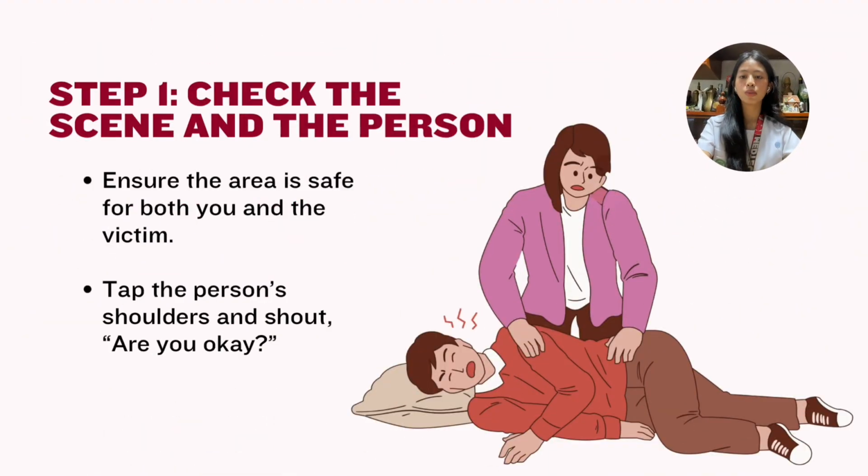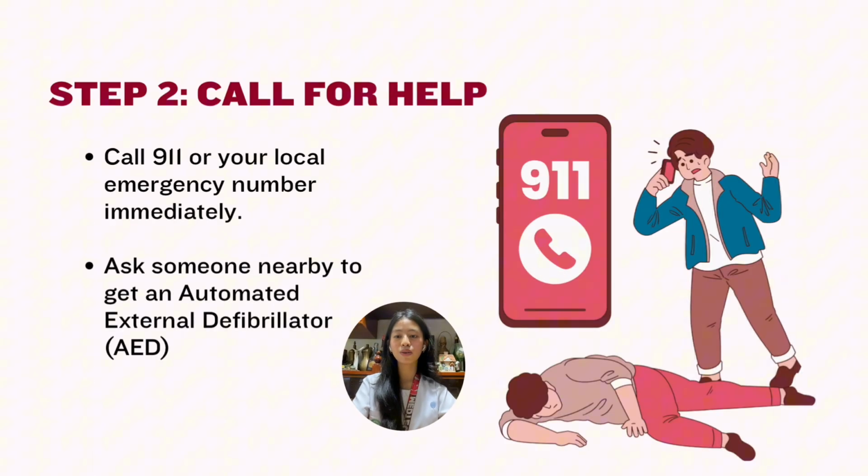Step 1 is to make sure the scene is safe for you and the victim. Then tap their shoulders and ask loudly, "Are you okay?" If there's no response, move to the next step. Step 2 is to call for help. Dial your local emergency hotline and if possible, ask someone to bring an automated external defibrillator.